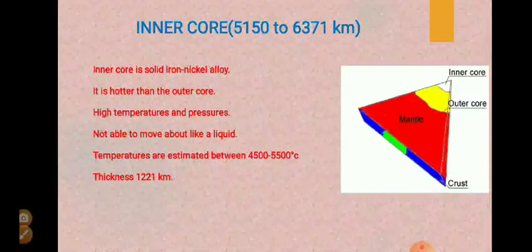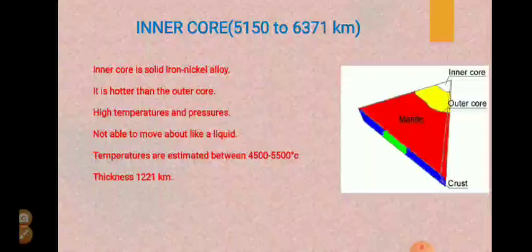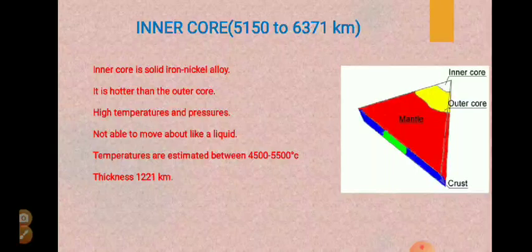Inner core: it runs from 5150 to 6371 kilometers. The inner core is a solid iron-nickel alloy. It is hotter than the outer core. Due to high temperature and pressure, it is not able to move about like a liquid. Temperatures are estimated between 4500 to 5500 degrees Celsius. Thickness is 1221 kilometers.